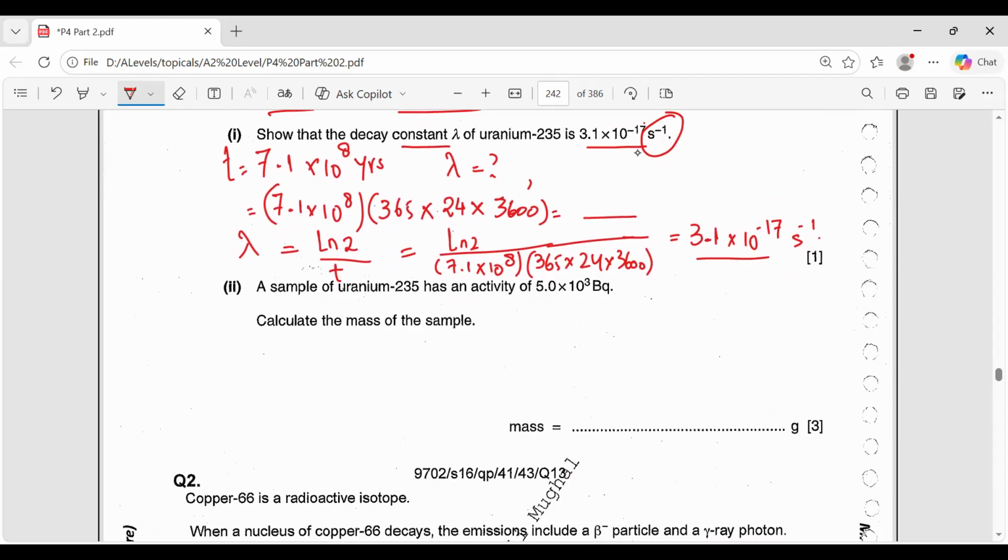Yes, yes, people. Okay, next it says the sample of uranium has an activity of 5 into 10 power 3 Bq.